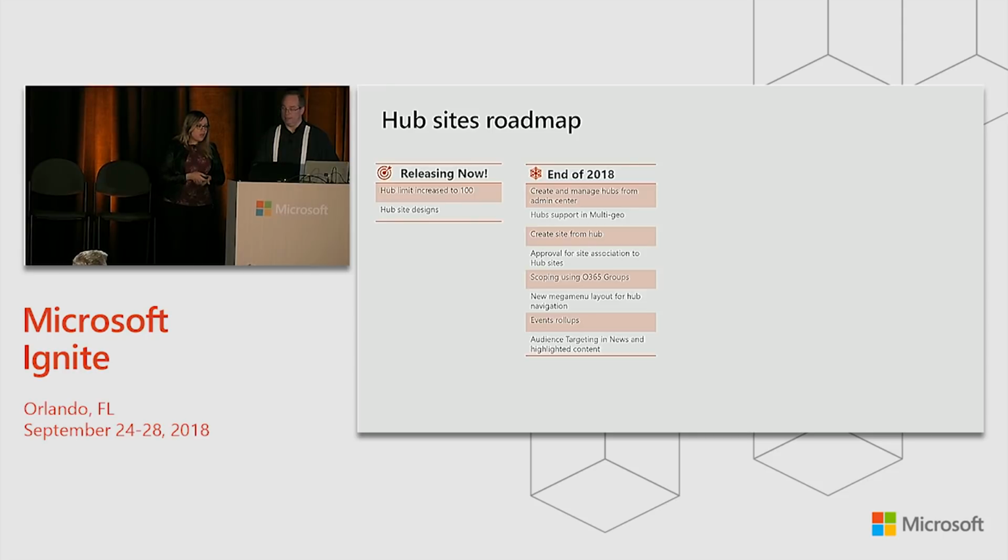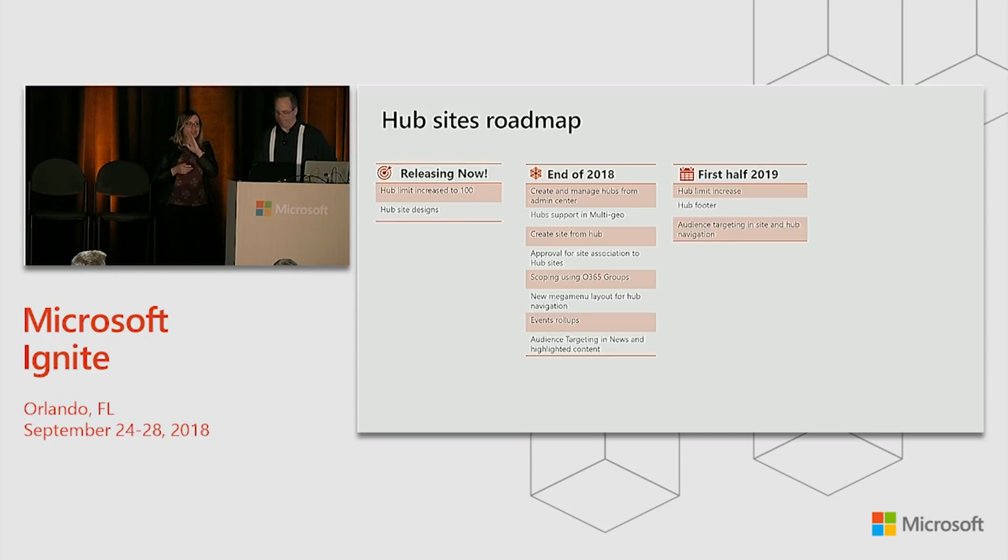When we talk about where we're headed for the first half of 2019, we're definitely going to continually improve on the size of hubs that we support, because as you heard from Sam, even to support Microsoft, we need to increase it. We're also starting to look at the footer at the site level that was announced, and we definitely want to grow that to be a hub level. And then we also announced audience targeting in navigation, which will be in the site navigation, but hopefully in the hub as well.